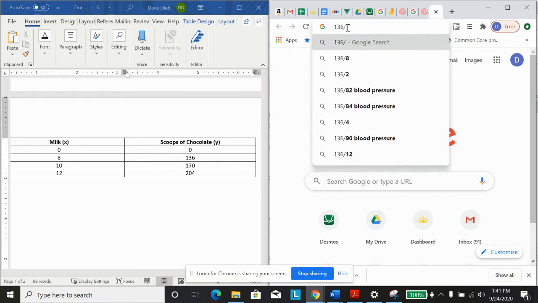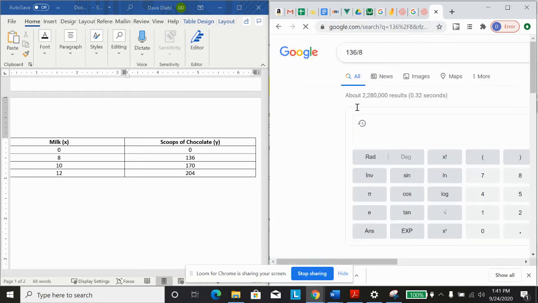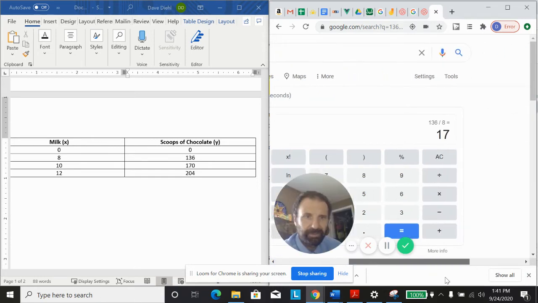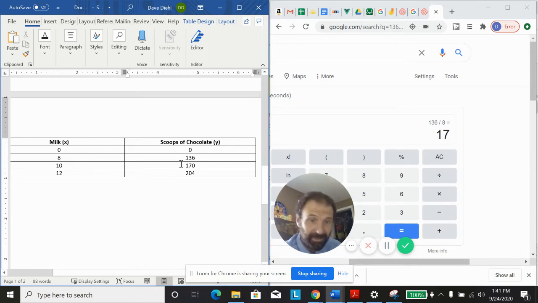136 divided by 8. Looks like that is 17. That means 8 times 17 is 136. Well, if 10 times 17 is 170 and 12 times 17 is 204, we got a proportional function. So let's see what we have here.